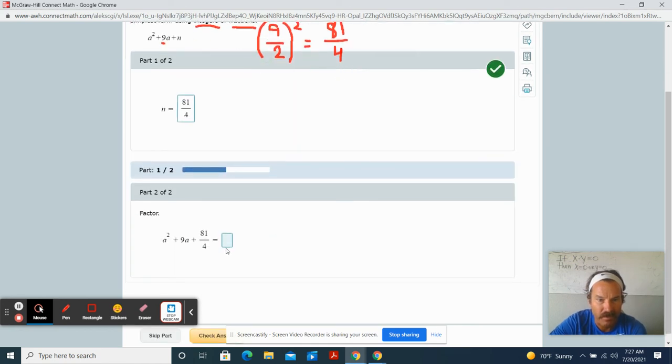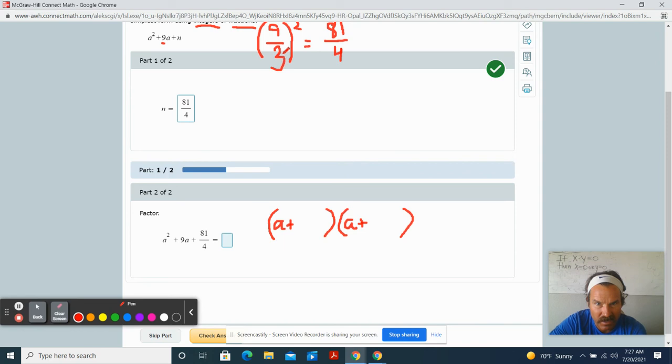And then part two has you factor. Now, we haven't done too much factoring with a fraction constant term, but it's really not too difficult. Remember, it's going to be the same thing. It's going to be A and A. It's got to be plus and plus. Okay, and now just think of two numbers that multiply to get 81 over 4. Well, it's this number right here. It's 9 over 2. 9 over 2 times 9 over 2 is 81 over 4.